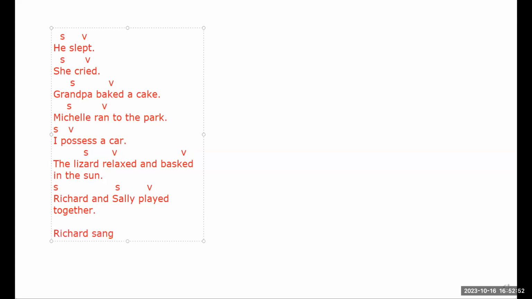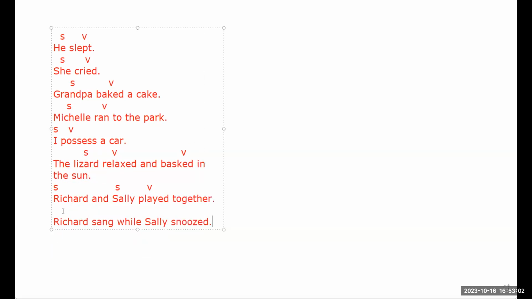sang while Sally snoozed, let me make this a bit wider so that I can get that on one line. All right. Richard sang is one subject verb, but Sally snoozed is something completely different. It's another subject verb pair because Richard didn't snooze and Sally didn't sing. So this is one subject verb pair, one person doing one thing. And here is another one person doing one thing. Let me see. Is that all you need to know?